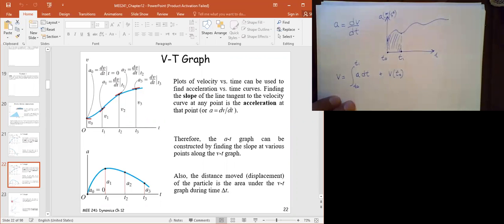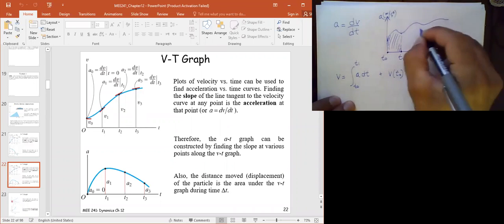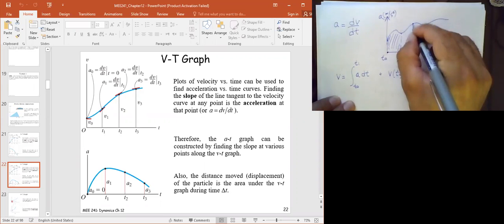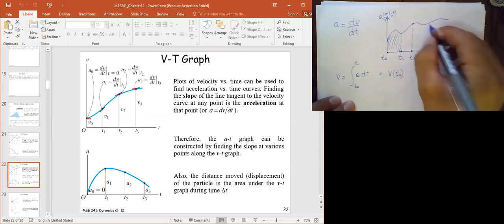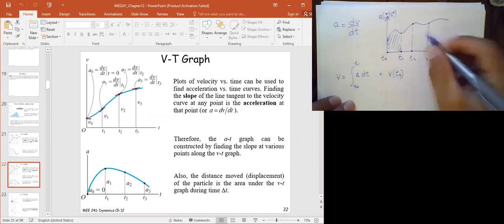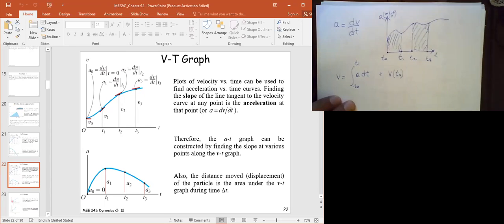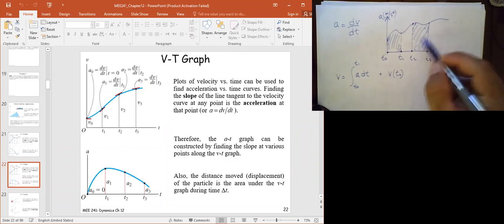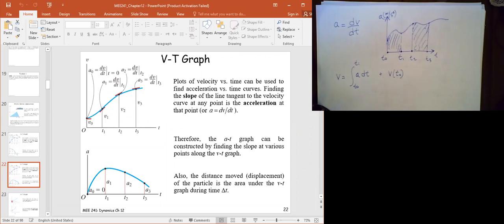Okay. Let me give you one more example on that. Let's say I have here t2 and then I have t3. Can someone tell me what physically this area means? What is the shaded area here basically? It's the velocity between t2 and t3. The average velocity? The change in velocity. Exactly. So this is a change in the velocity, right?